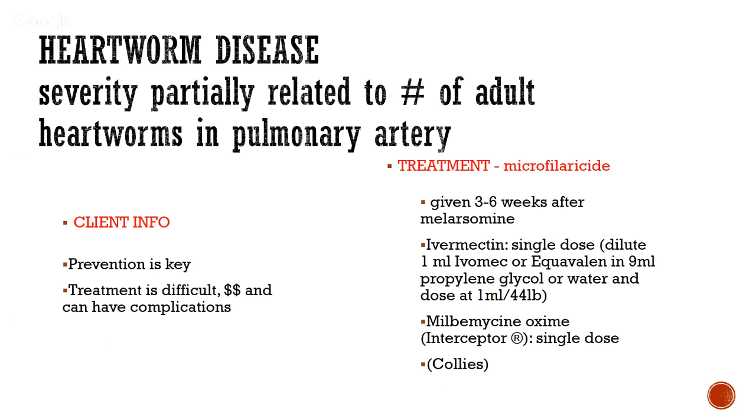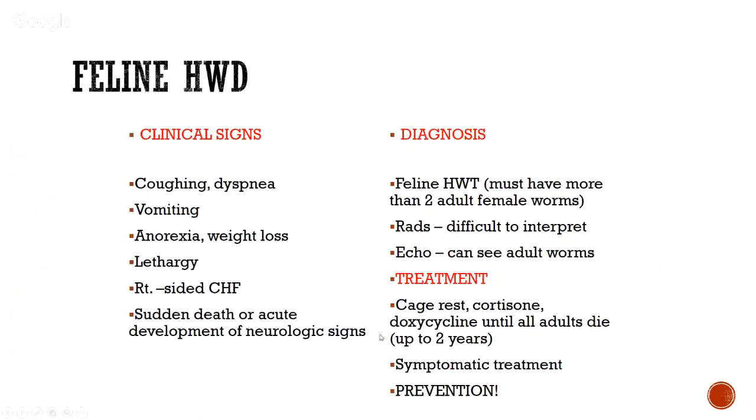And we do that for a month, then we give one injection, and then we cage rest them for a month, and then we give them two injections 24 hours apart, and then we cage rest them for another month, and then we look for more microfilaria. If we see it, then we give another dose of the ivermectin and milbemycin.